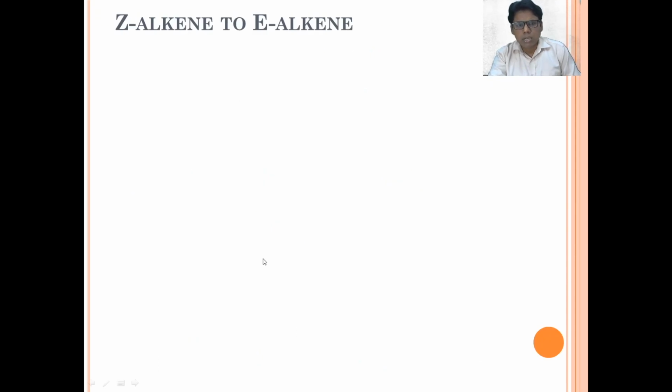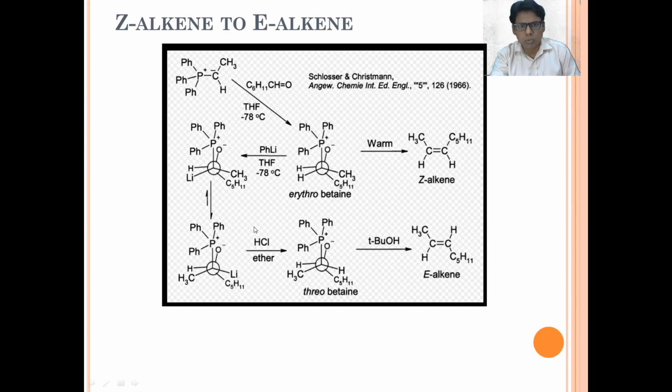So it was disturbing to some scientists why to get only Z. So they tried to formulate some strategy to get E isomer. So Schlosser and Christmann carried out reaction at -78° centigrade in THF. So this is erythro betaine, wherein oxygen and phosphorus they are closer to each other, the way I showed you in the last slide. Under normal condition, we get Z product.